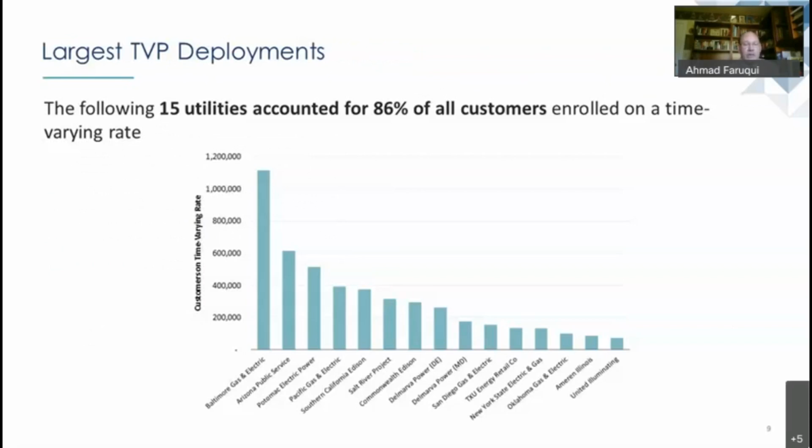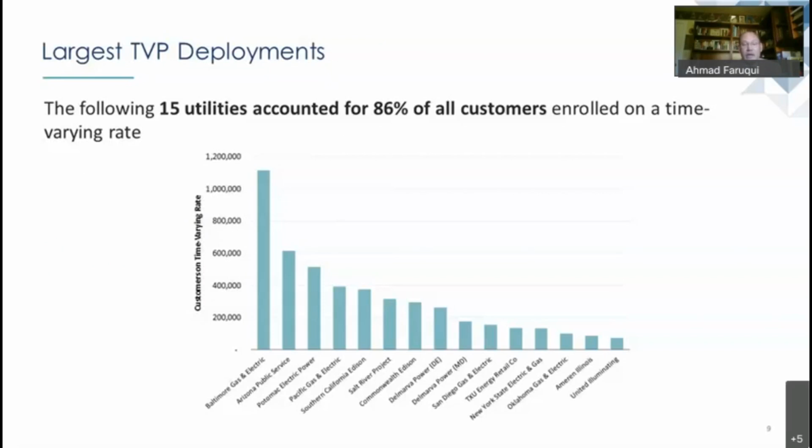The largest time varying pricing deployments are shown here. And you will certainly recognize Baltimore Gas and Electric, which has a peak time rebate program as the default. And so 88% of their customers are actively participating in that. You have APS, and we'll hear from Chuck what is going on there. And then you have several other utilities listed as well.